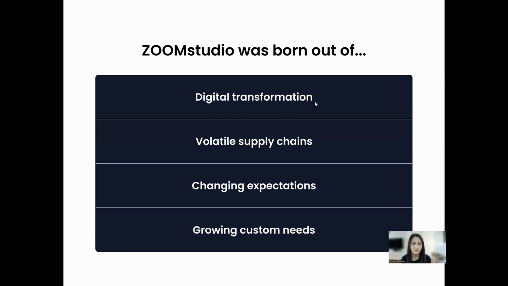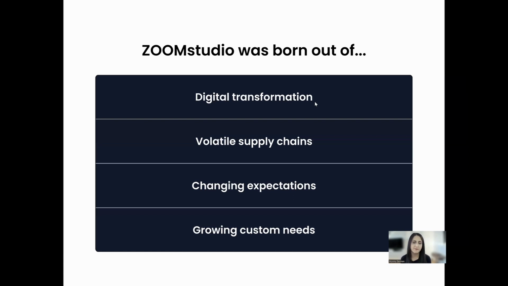Also, end users are expecting the same level of speed and accuracy. So bringing tools like ZOOMstudio to the table ensures you can quickly create what people need, when they need it, customized to their needs, and get it to that end user.